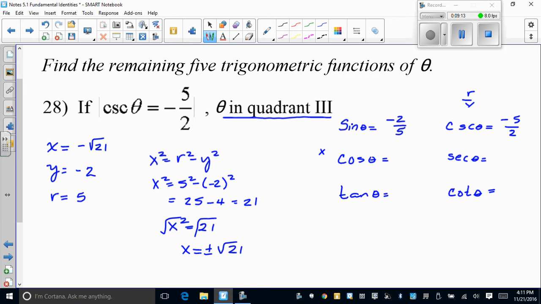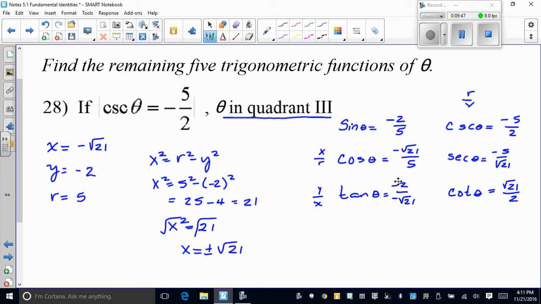Cosine is x over r, reminder. Tangent is y over x. So cosine is going to be negative square root of 21 over 5. And tangent is going to be negative 2 over negative square root of 21. Cosine and secant are reciprocals, so this becomes negative 5 over square root of 21. And cotangent becomes square root of 21 over 2.